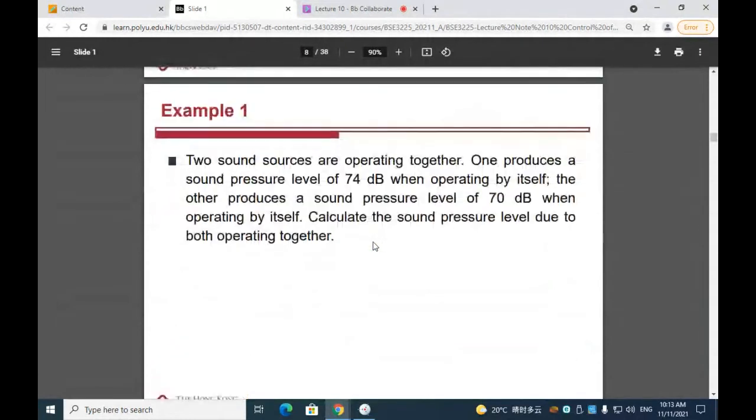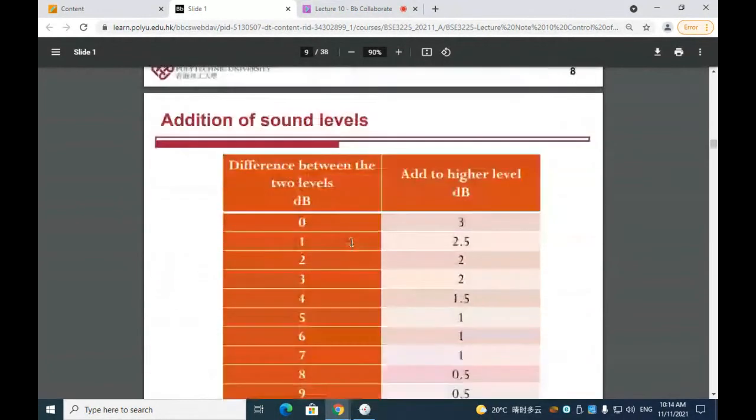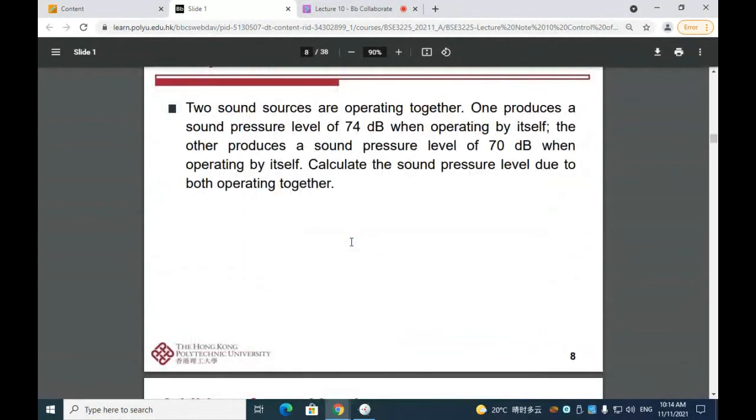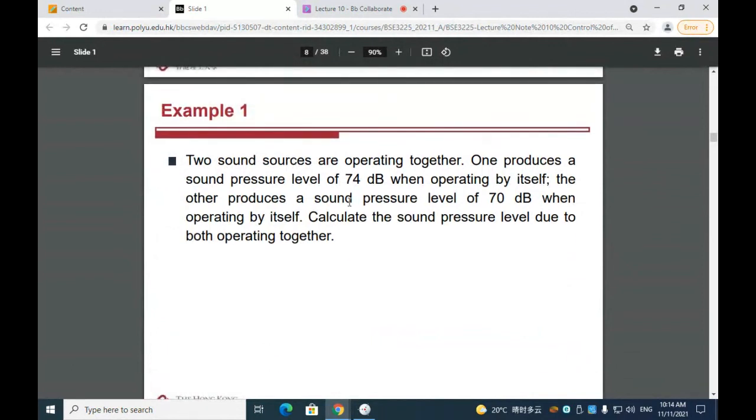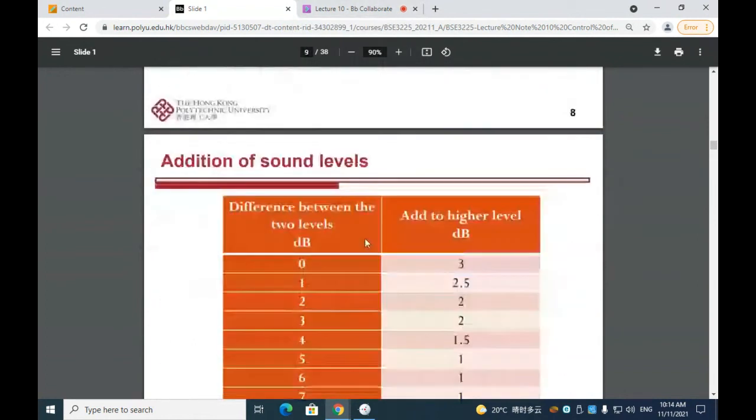Okay. So I have listed an example here, and you can calculate the sound pressure level by yourself. I'm going to leave the example here for you to solve after class.